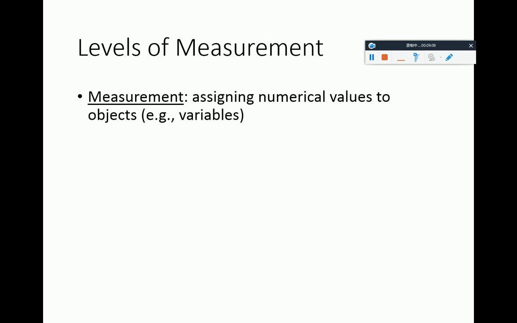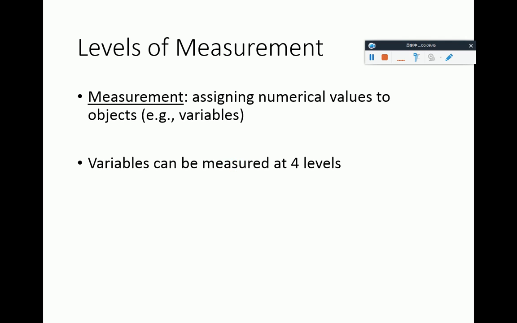So, measurement, the noun form of to measure, is basically referring to the idea or the process of assigning numerical values to objects. And this is really a very broad concept because obviously, we can measure your height, we can measure your weight, we can measure how happy you are, right? So variable is only one of the many objects that we can measure.